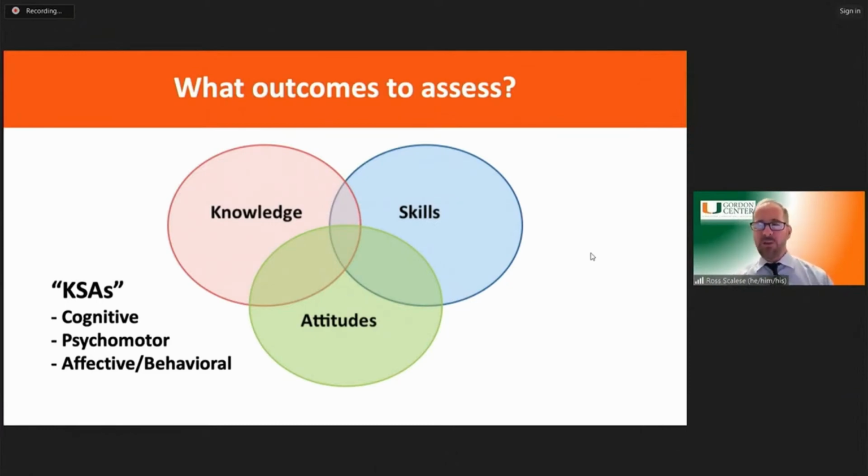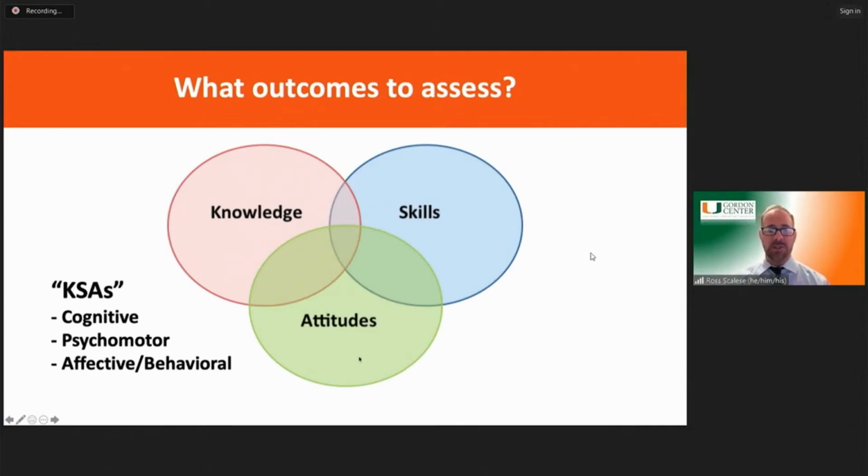And then the attitudes describe those affective or behavioral competencies that in many ways are a little bit harder to define. Things like ethical behaviors or professionalism, team skills. Although we use the word skills on them, they're not really psychomotor. I think they fall more in this affective domain or non-technical skills. Sometimes people refer to those.